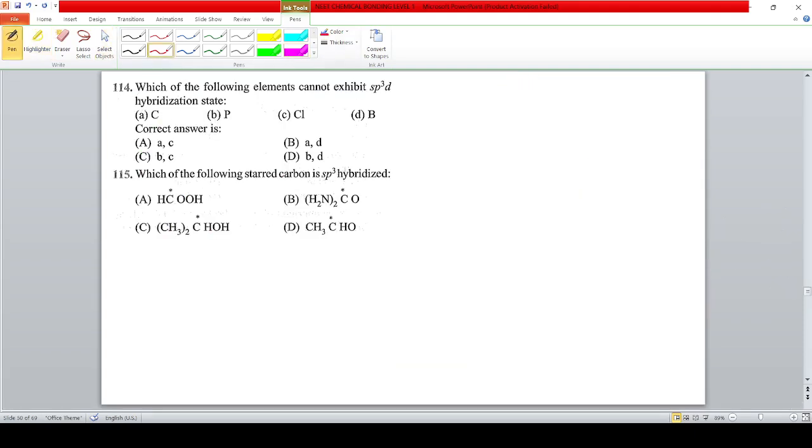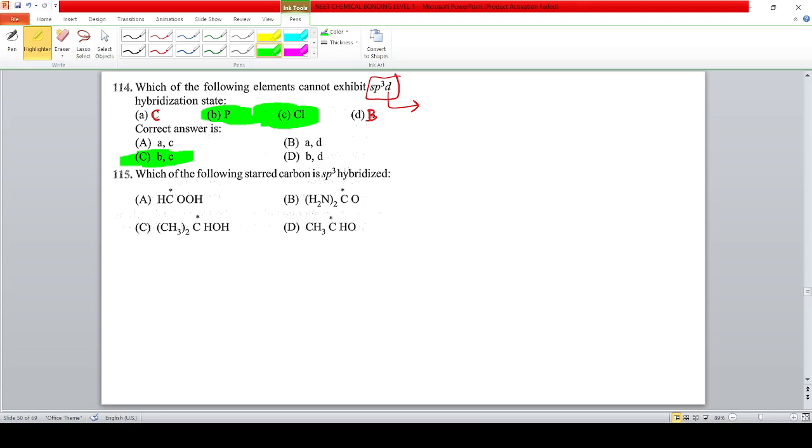Question number 114. Which of the following elements cannot exhibit sp3d? If they want to exhibit sp3d, they need what orbital? D orbital. Carbon and boron do not have an empty d orbital. So the sp3d state can be exhibited by phosphorus and chlorine, B and C.